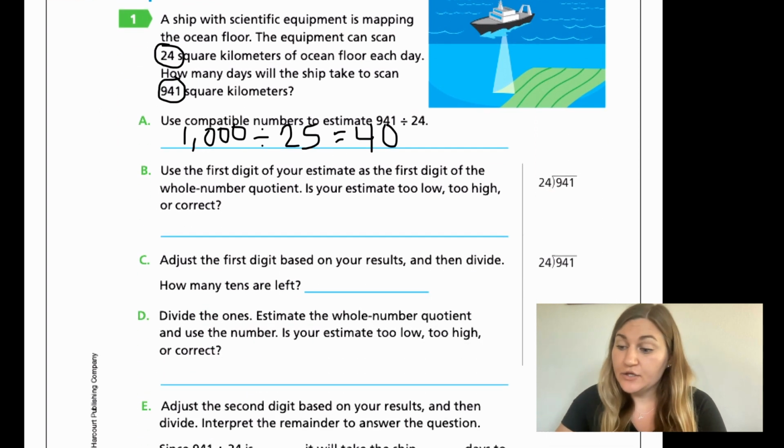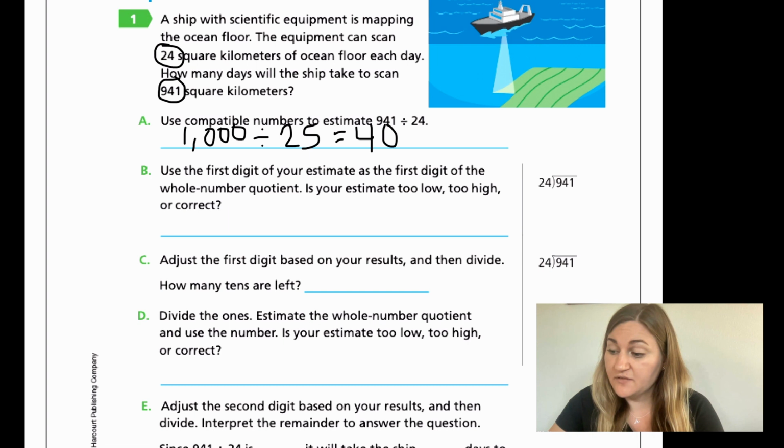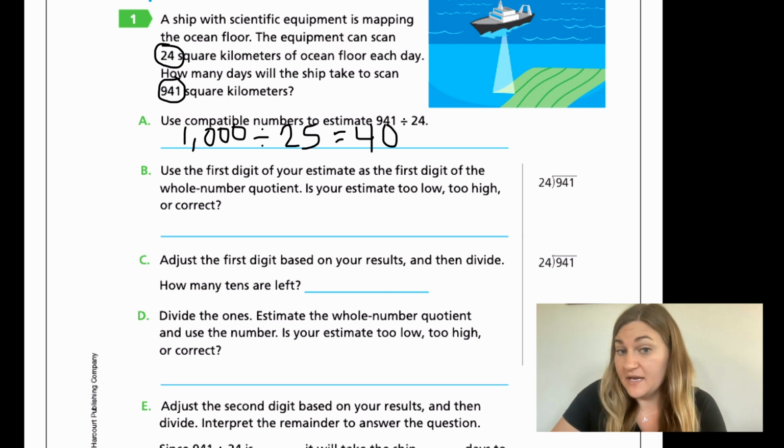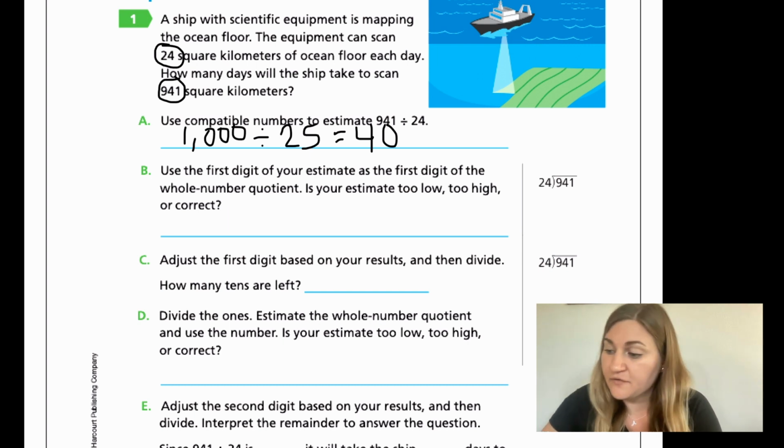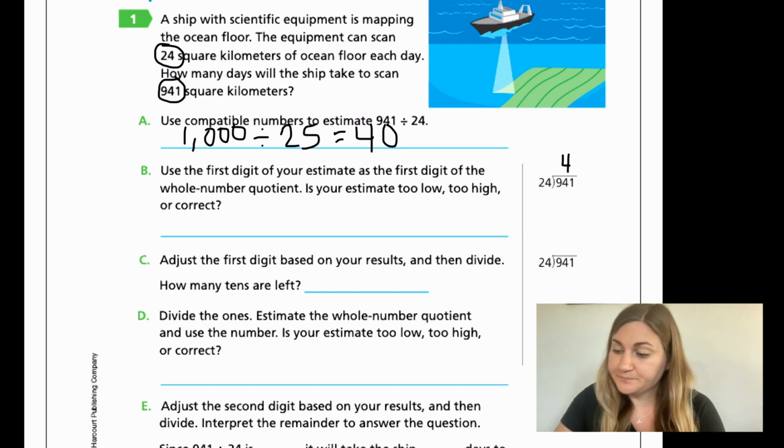For B, use the first digit of your estimate as the first digit of the whole number quotient. So what it's asking me to do in this problem over to the right, where it says 24 divided by 941, is use the first number in my estimate, 40. So I'm going to use 4. I'm going to use that as my quotient up top. So when it says 24 divided by 94, if I thought my answer was going to be 40, now I'm going to put a 4 up above to see if that's true.